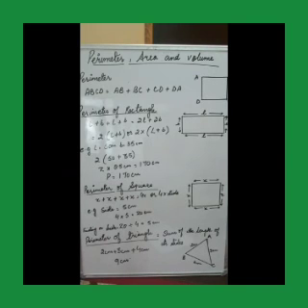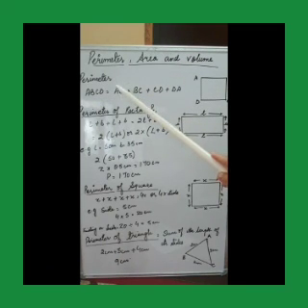Good morning, everyone. So today's topic is perimeter, area, and volume. First of all, we will try to understand what perimeter is. The perimeter is the length of the outline of the shape. To find the perimeter of a rectangle or square, you have to add the length of all the four sides.